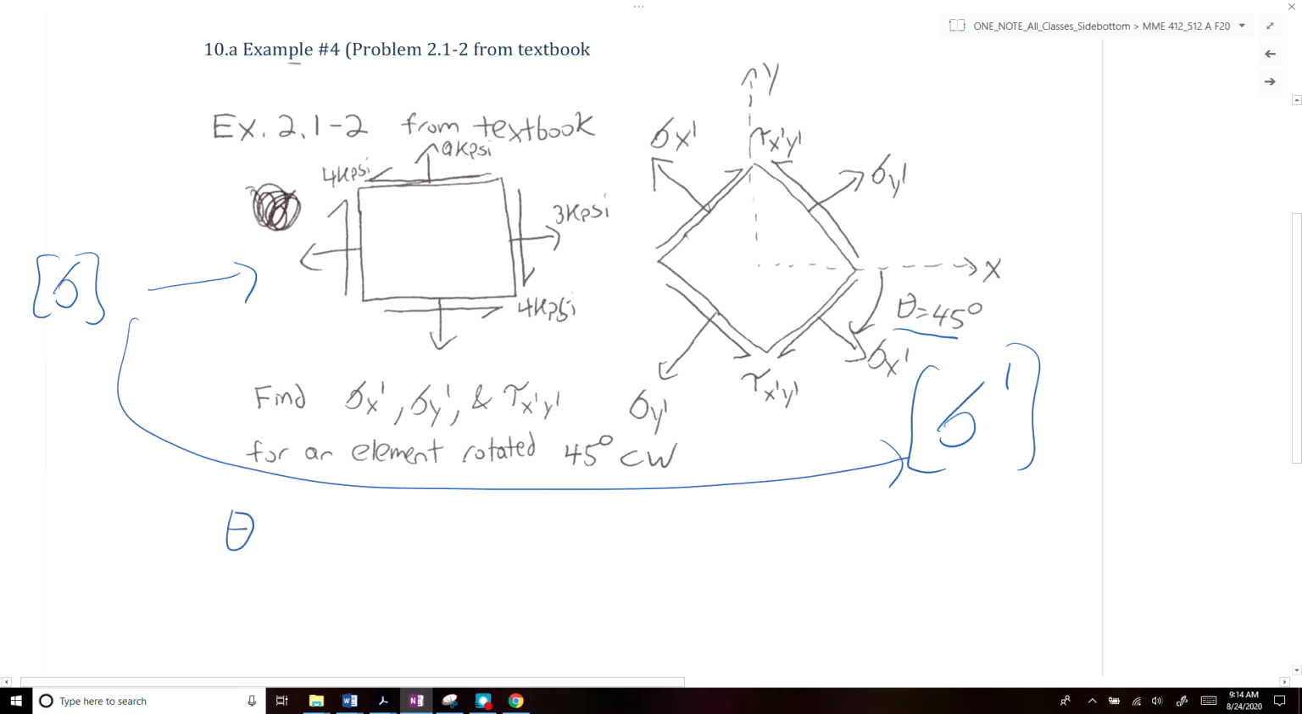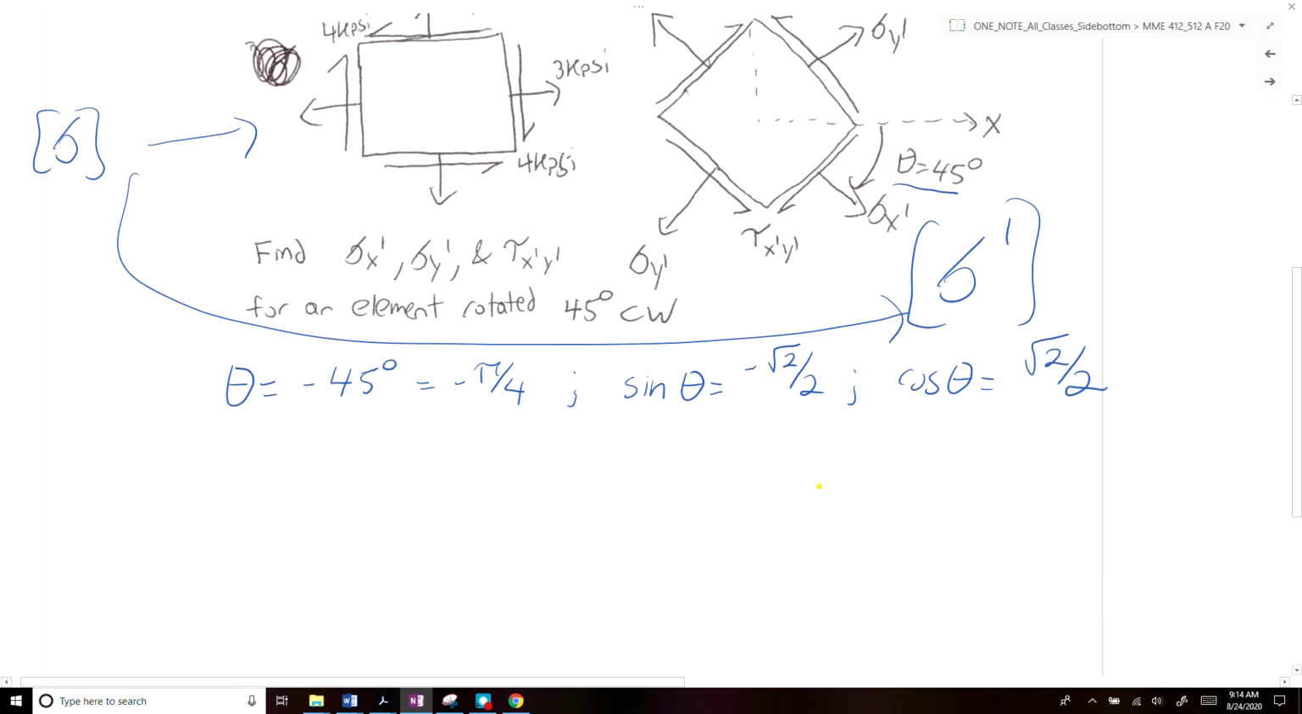We were told that theta is equal to minus 45 degrees. That's the same thing as minus pi over 4. We also know that the sine of minus 45 degrees, or the sine of theta, would be equal to minus radical 2 over 2, while the cosine of theta would be equal to positive radical 2 over 2.